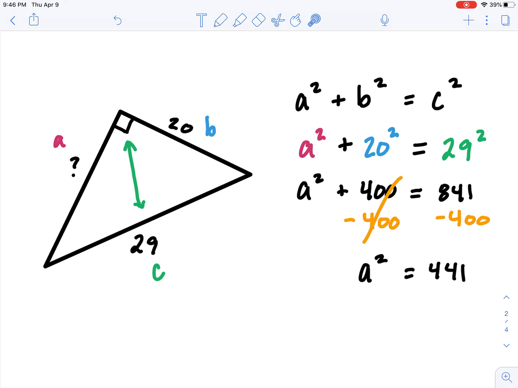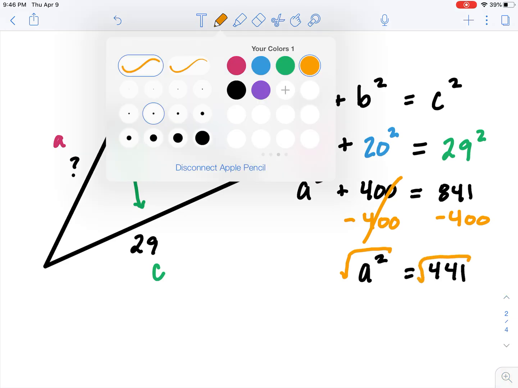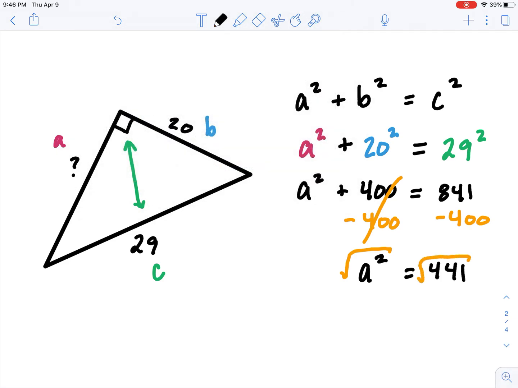Okay, now I want to get A by itself. I have A squared, so I need to get rid of that square. I need to get rid of the exponent on A. So we're doing the opposite of squaring. We talked about that in the last problem. That's the square root. So I'm going to square root both sides. On the left, I just have A by itself. And on the right, I need to do the square root of 441.